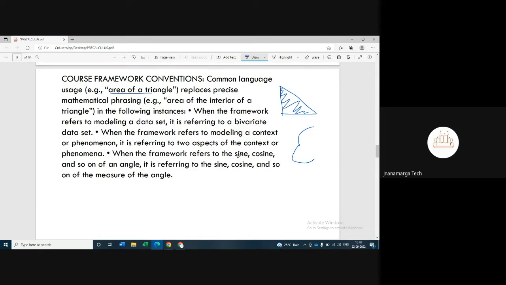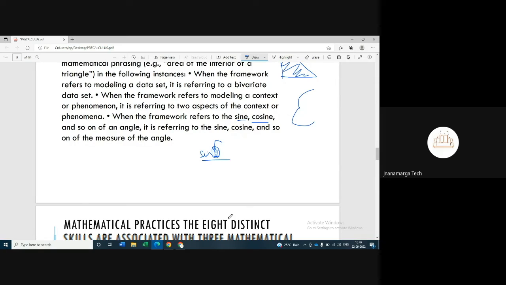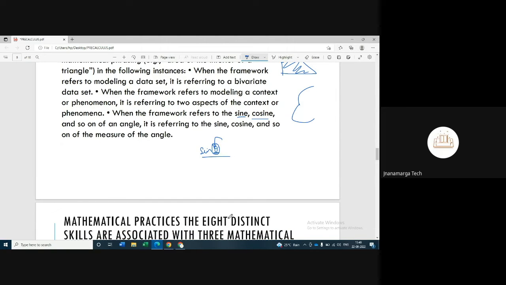When the framework refers to sine, cosine, and so on of an angle, it is referring to the sine, cosine of the measure of the angle. So whenever we are talking about sine theta, we are talking about the value that is going to be inside this theta value and what is the measure of this theta angle. Say the value of theta over here is 30. So we are talking about the value of the measure of the angle. We are talking about sine of 30. We're not talking about sine 30. What will be the value of sine on the angle 30?